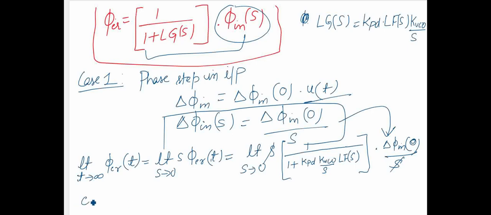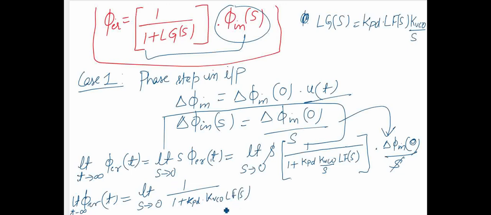So what is phi error t now? Limit t tends to infinity is equal to limit s tends to 0 of 1 divided by 1 plus Kpd Kvco LF(s) divided by s, times delta phi in 0. Let's go to the next page and write that equation again.